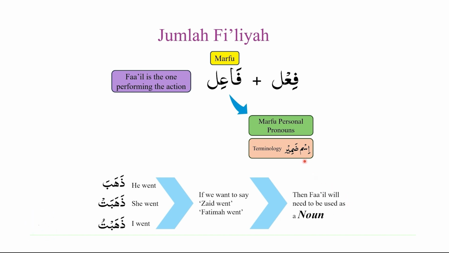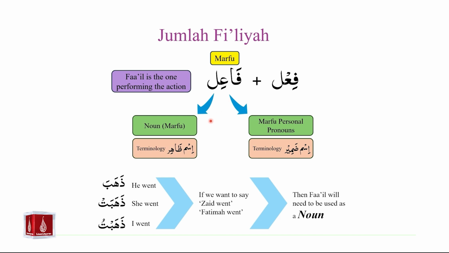Therefore, the second way a fa'il can be used is as a marfu noun, and the terminology for that is Ism Zahir. To recap, fa'il will always be marfu. Fa'il is the one performing the action. Fa'il can either be a marfu personal pronoun or fa'il can be a noun which is also marfu. Fa'il can either be Ism Zamir or it can be Ism Zahir.